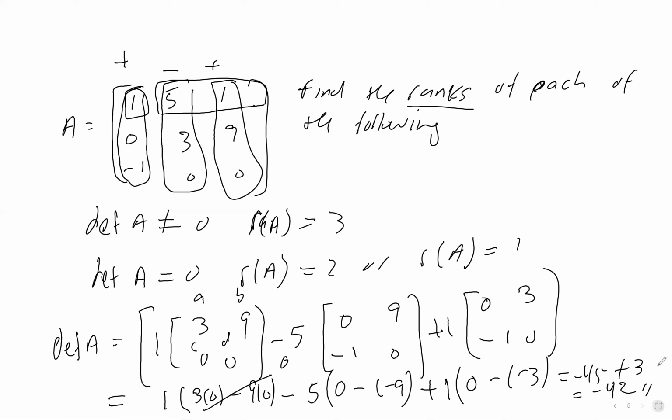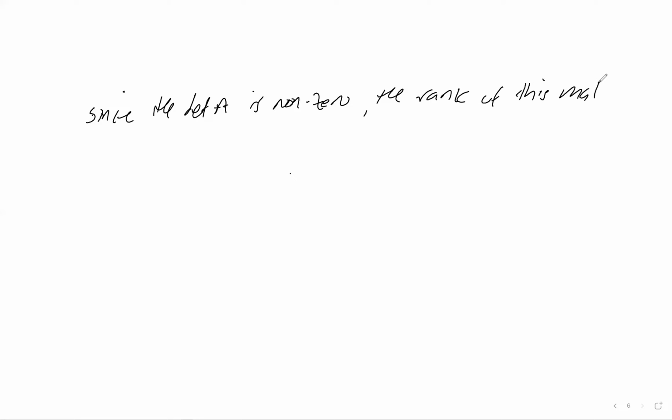So now you can tell that since it's non-zero, since the determinant of A is non-zero, therefore the rank of this matrix is R of A equal 3, to write it professionally.